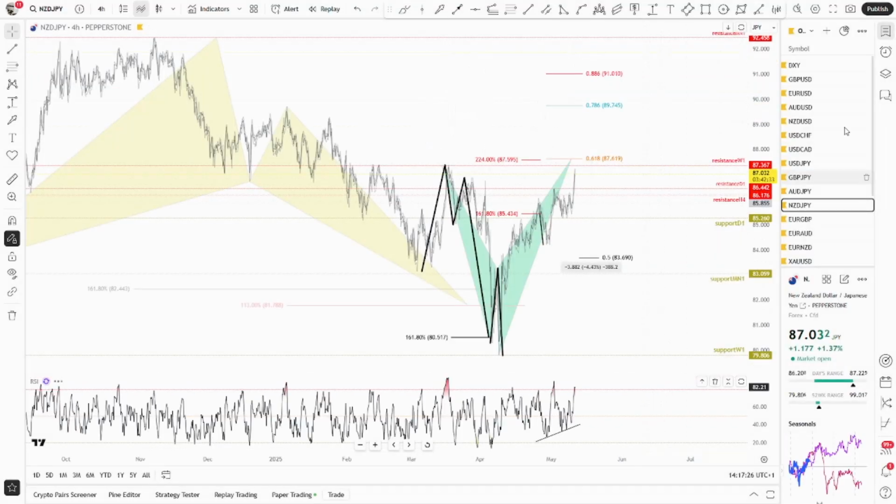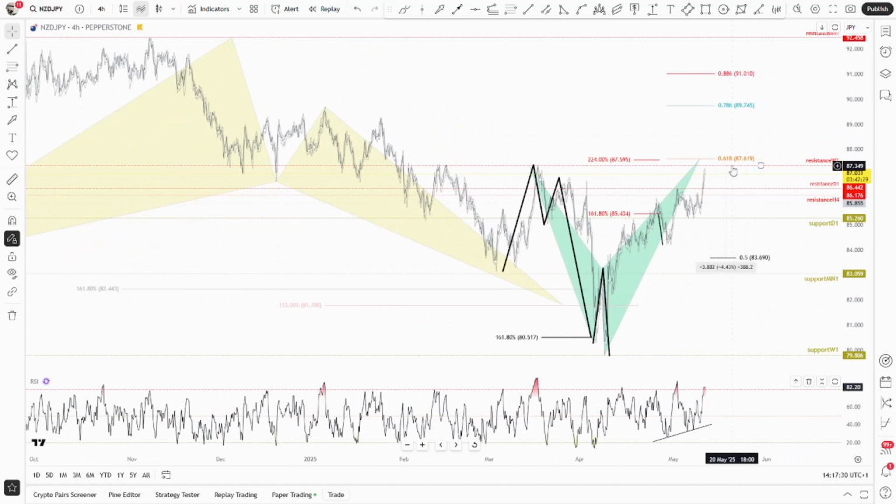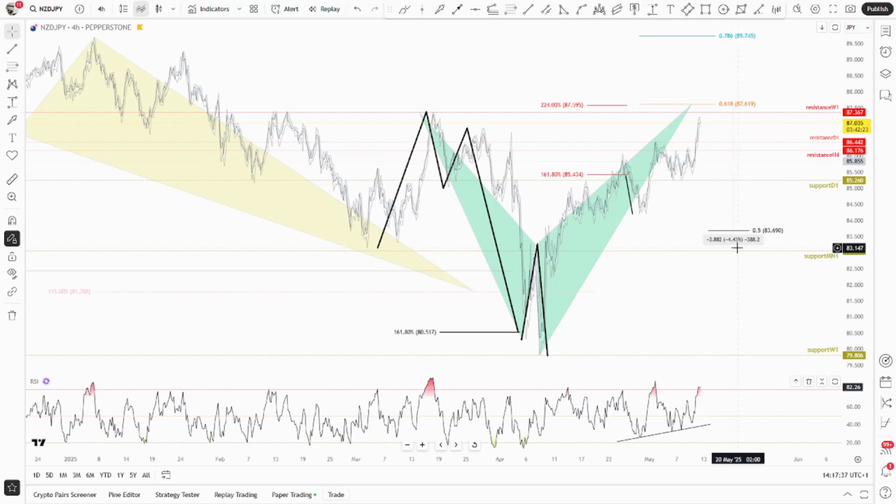New Zealand versus the Japanese yen. Approaching the 224% Fibonacci extension level, we can anticipate, based on the default projections for this price pattern, a drop of about 4.4% from the completion point.